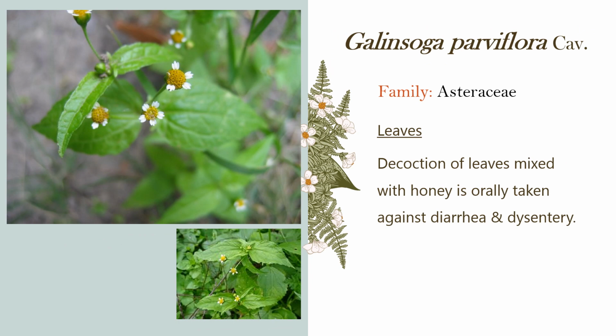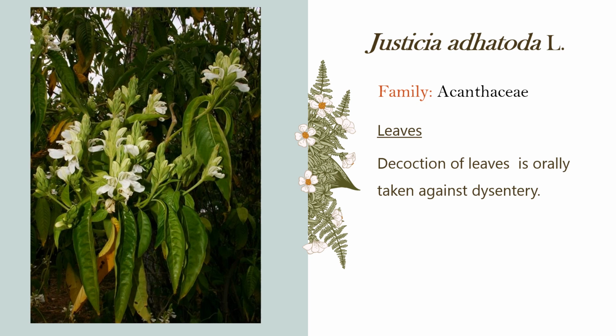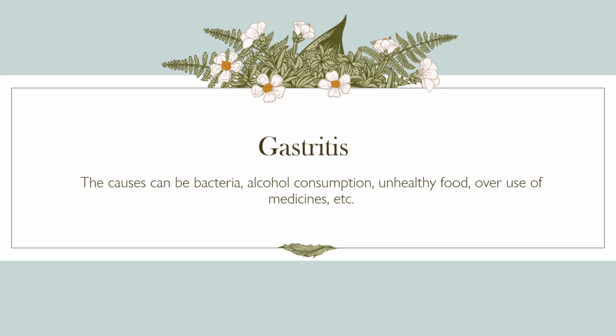So the next plant is Galinsoga parviflora from the family Asteraceae. So here again the leaves are used. The decoction of the leaves when mixed with honey can be taken orally. So this can be used against diarrhea and dysentery both. So Justicia adhatoda from the family Acanthaceae. The leaves can be used here. The decoction of the leaves is orally taken against dysentery. So that's all for diarrhea and dysentery.